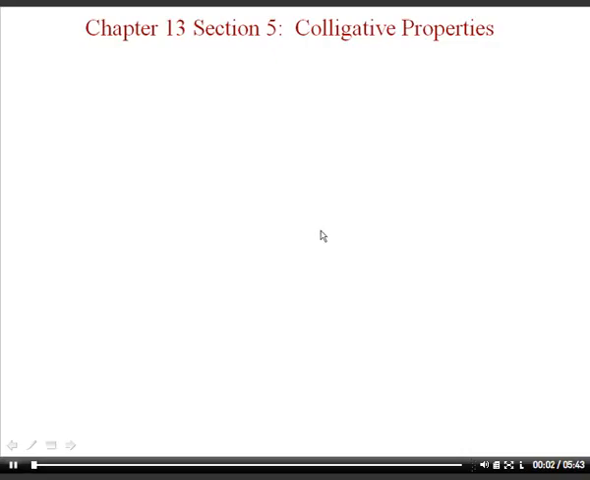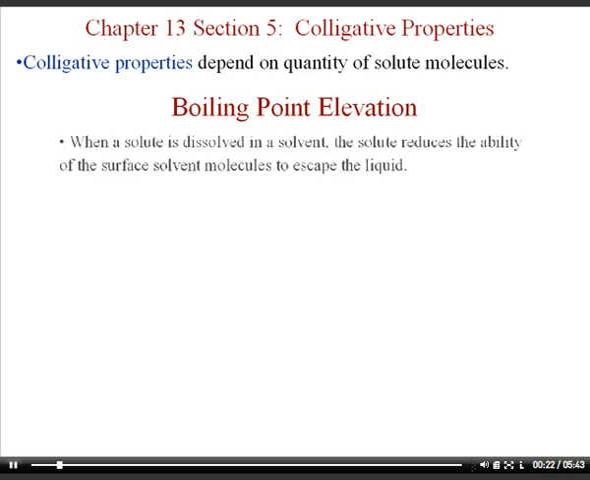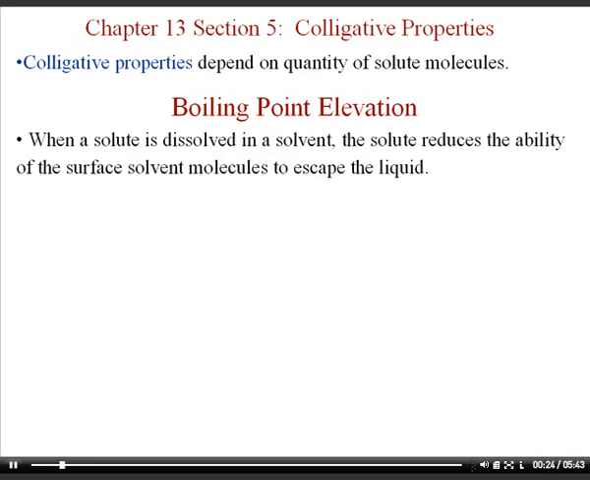Okay, this will be a brief summary of the Chapter 13, Section 5 Colligative Properties notes that we cover in AP Chemistry. The first thing is the definition of a colligative property. A colligative property is basically a property that changes depending on how much solute is dissolved in a solvent. One such property is the boiling point of a solution.